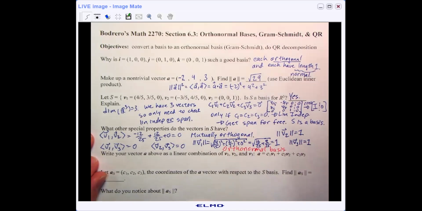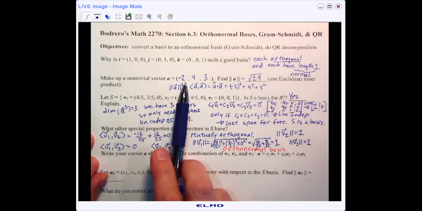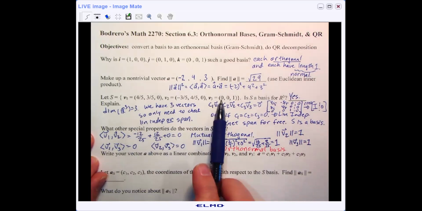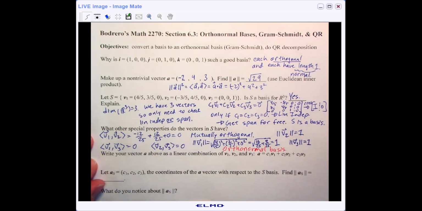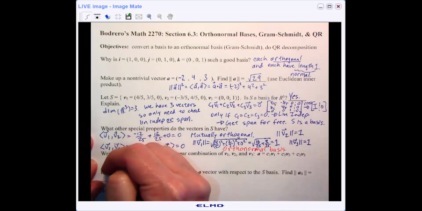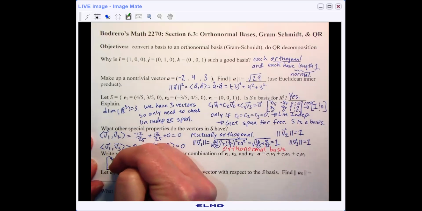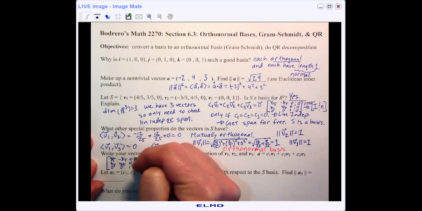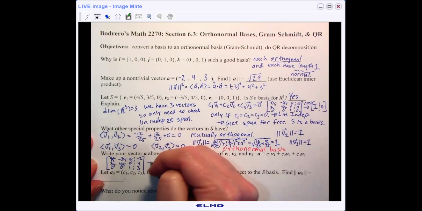Okay. So what we want to do now is take our made up A vector, just randomly chosen, and write him as a linear combination of these basis vectors. And since they're a basis, we know they can cover the entire space. So to do that, we get C1V1 plus C2V2 plus C3V3 equals A. That's going to set up the following system, with negative 2, 4, and 3 as our constants.